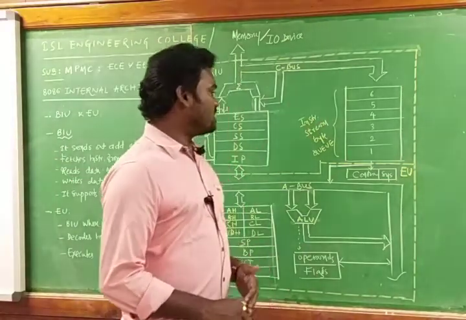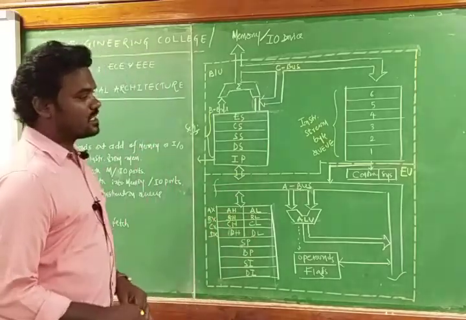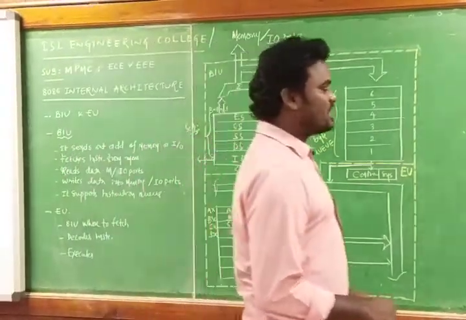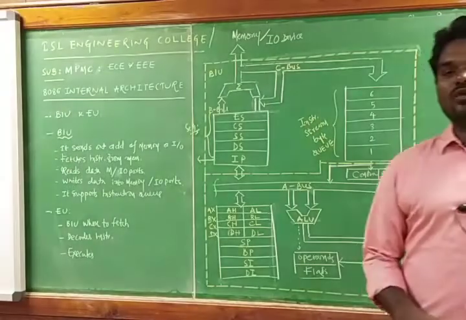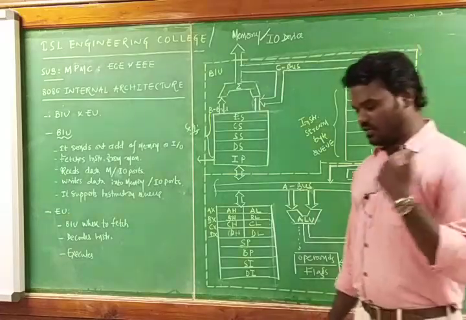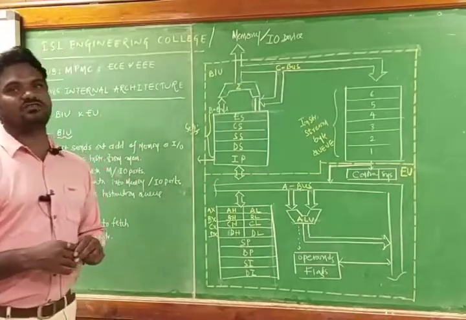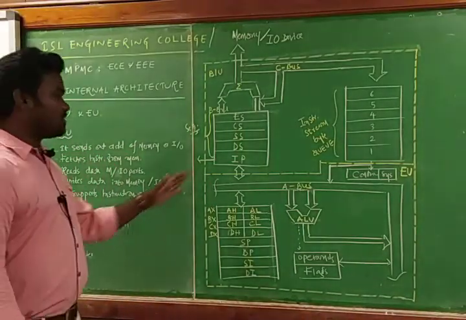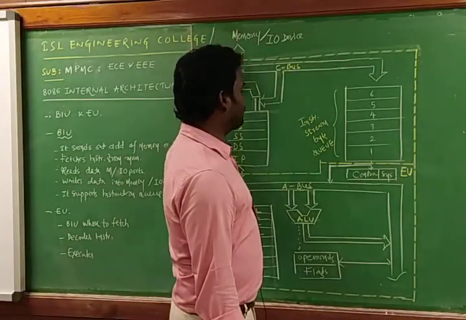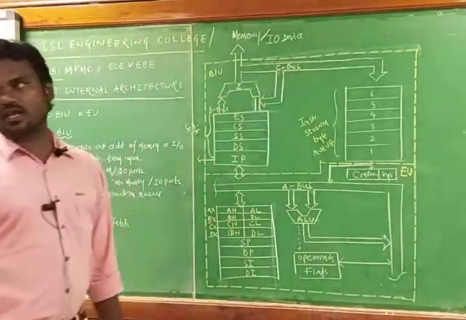It takes the instructions from the instruction queue and executes them. Mainly, the execution unit performs three functions. The first functionality is that the execution unit tells the bus interfacing unit from where it has to fetch the instructions and from where it has to take the data.